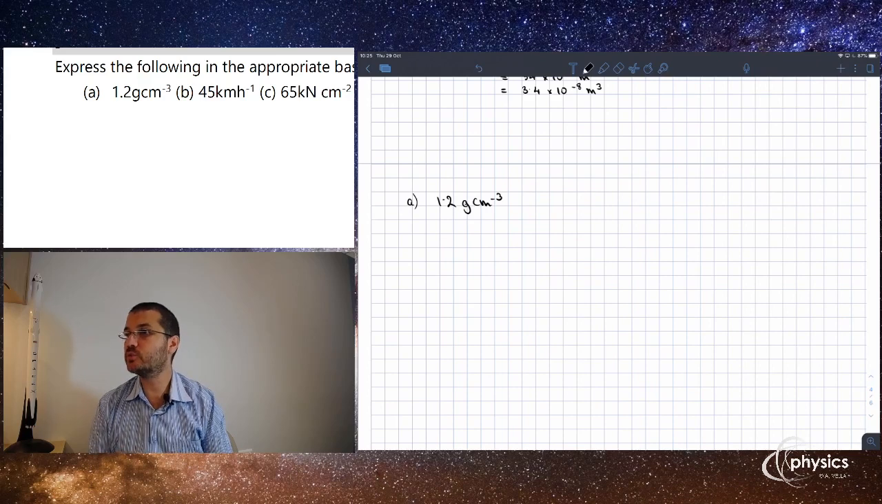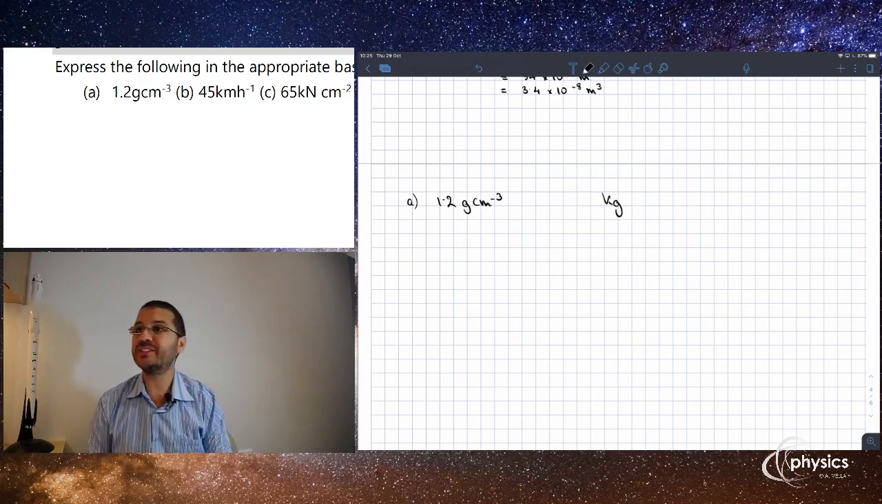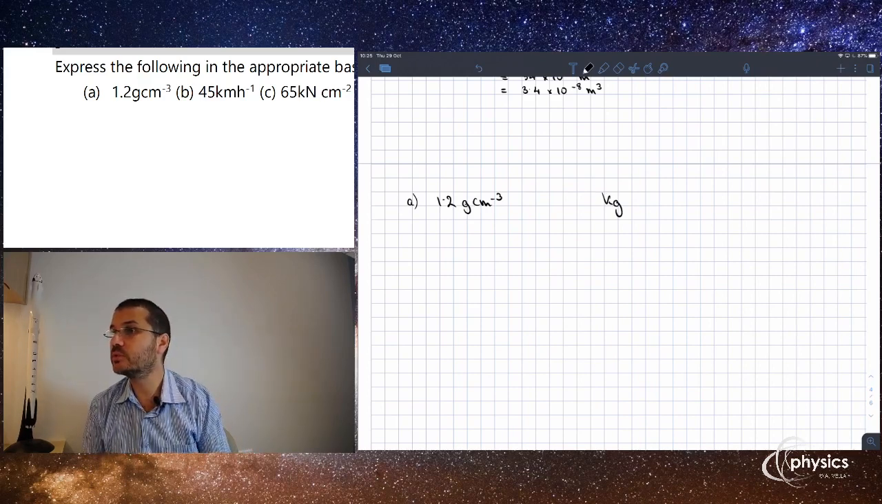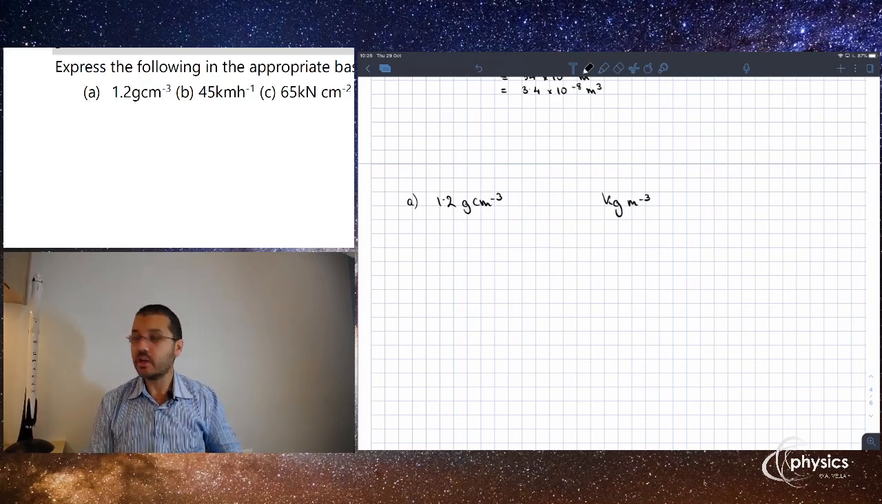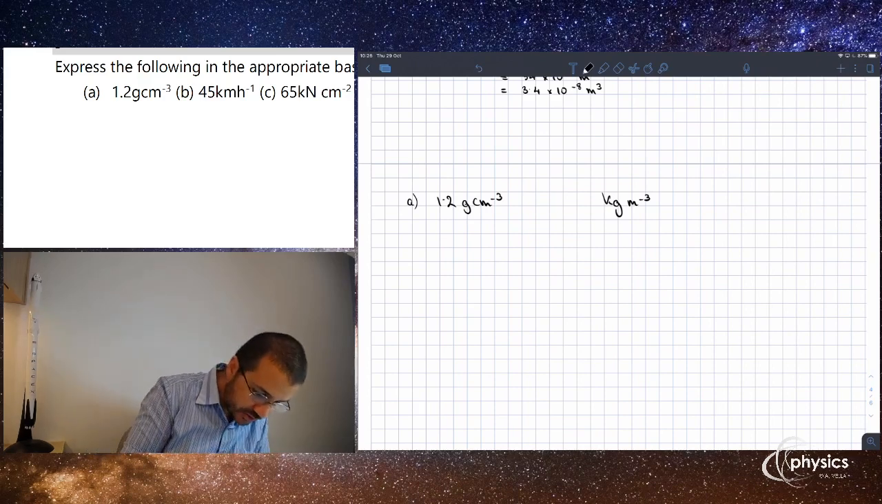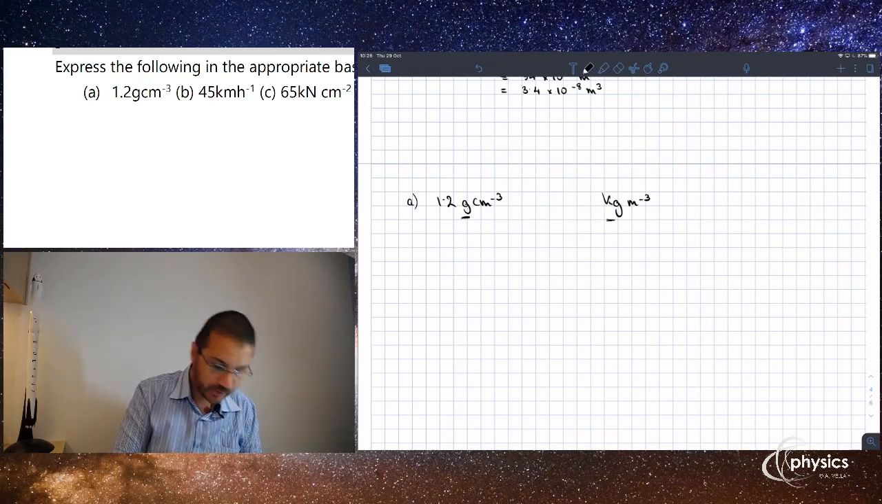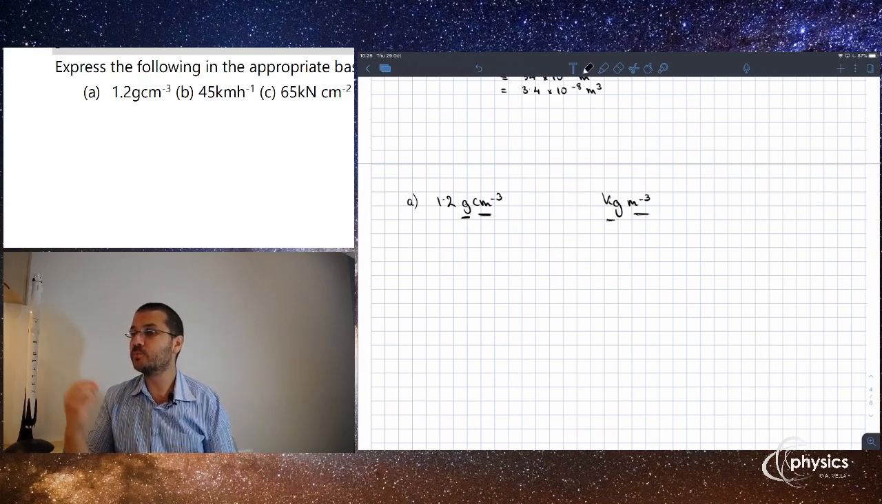Instead of grams, we have to use what? Kilograms. And instead of centimeter to the minus 3, we have to use meters to the minus 3. Okay, meters to the minus 3. So practically, when we have to convert these types of units, the most important thing to keep in mind is that you're not converting just one unit, but you have to convert both units at the same time. So we have to change grams into kilograms, but not only. We have to change also centimeters to the minus 3 to meters to the minus 3. So we have to do two conversions.